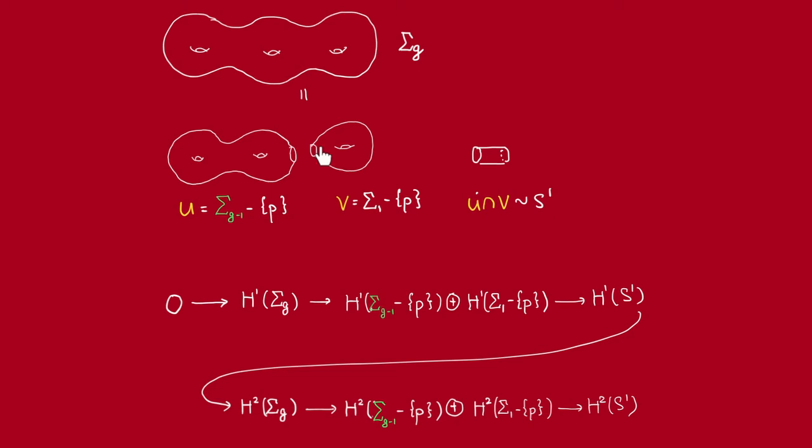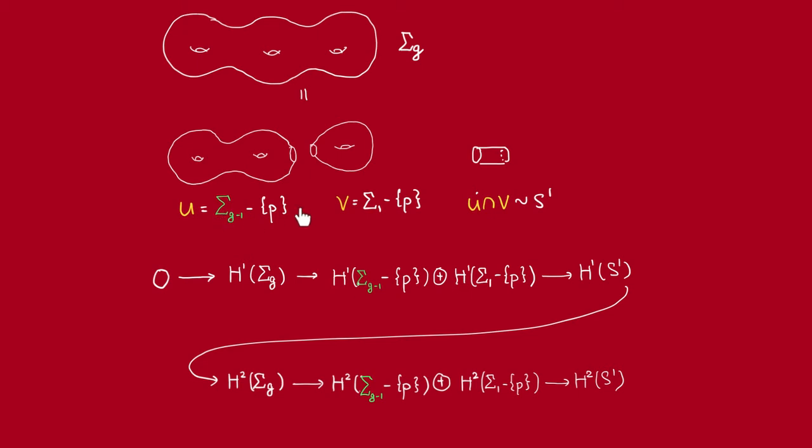What we do is we'll take out a torus without a point here. We let it be V, right? And then the remaining part is a G-1 hole torus without a point. We let that be U. Observe that then U intersect with V is just going to be homotopic to the circle.